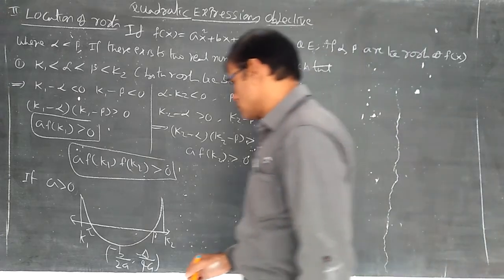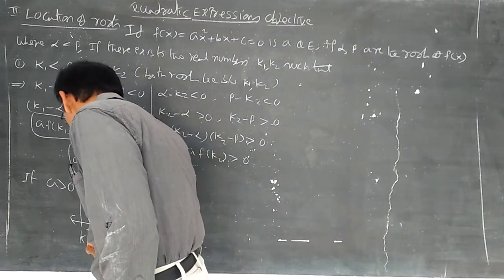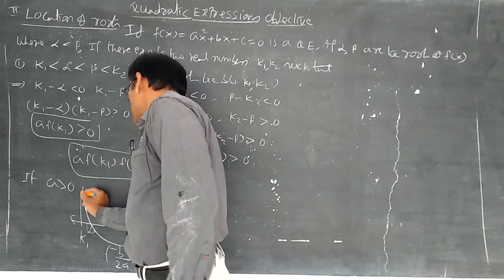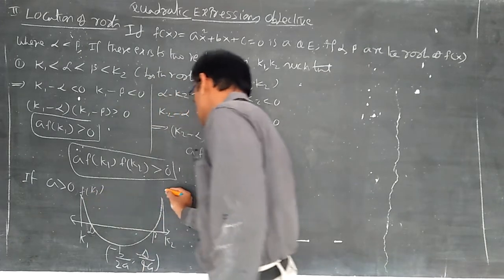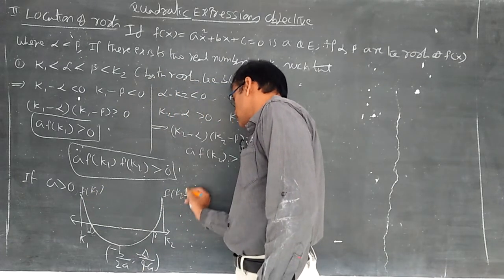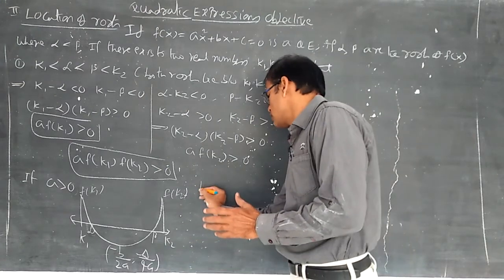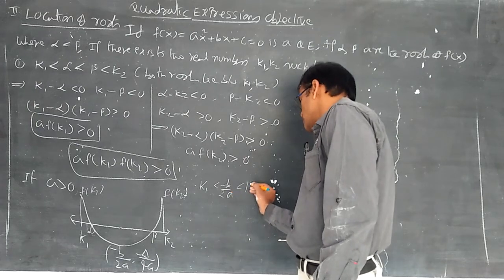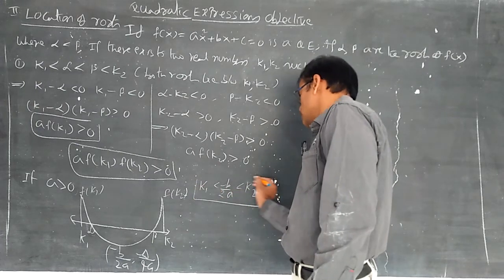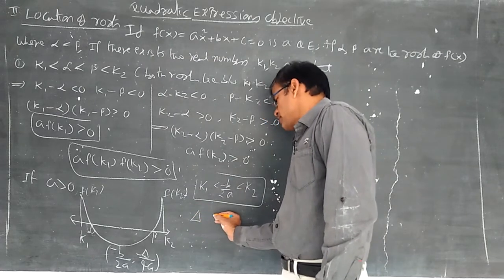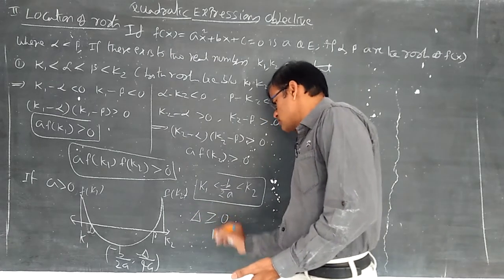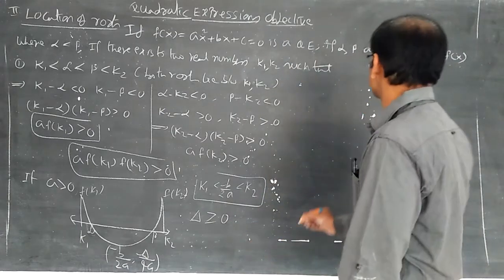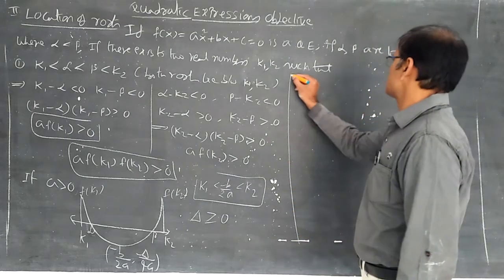Here f of k1, this is f of k2. So we can say that k1 less than minus b by 2a less than k2. Whenever k1, k2 are there, you can write delta greater than or equal to 0 also, because the roots are real numbers. So delta greater than or equal to 0. This is the first graph.